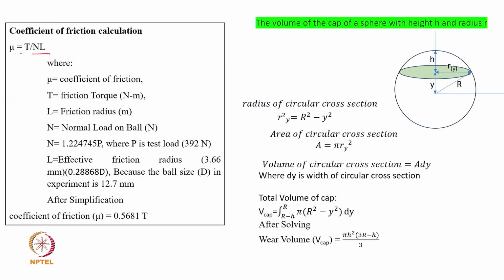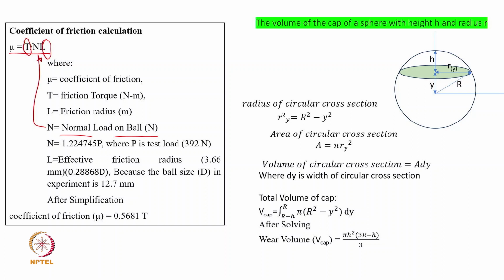You can see here the coefficient of friction. This is the frictional torque divided by the frictional radius, and here N has been given as the normal load. Generally we go with W, and here it can be replaced with W, but for the time being we are not using N somewhere else, so I can write it for the load on the ball as such in this situation.